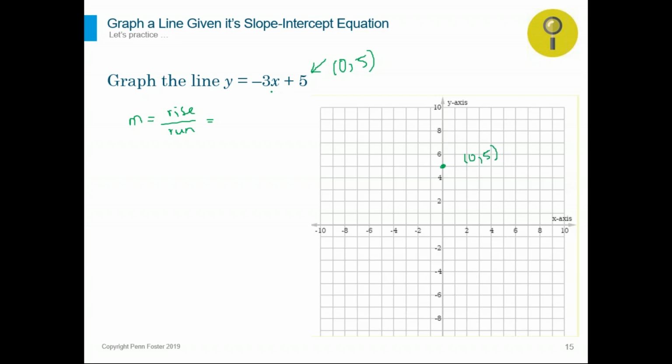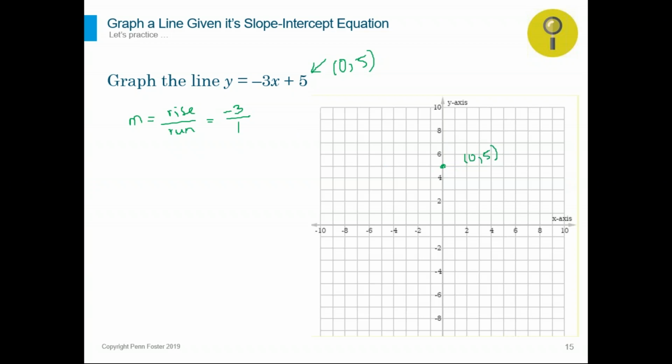And it says that the slope is negative 3. I'm able actually to think about negative 3 in terms of a fraction, negative 3 over 1. I have a rise and have a run. Let's trace from this point to another point using this slope. And since this is the slope of the line, that will surely make us land on a point that falls on that line. Okay, so I'm starting from this point.